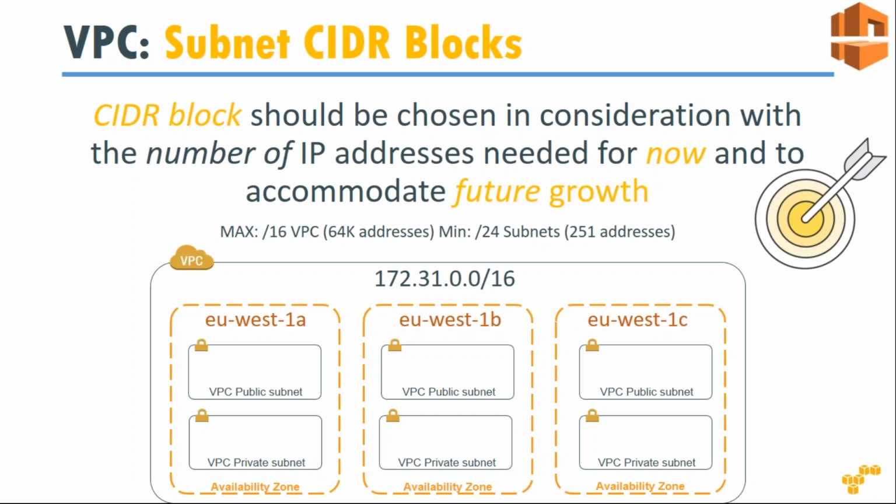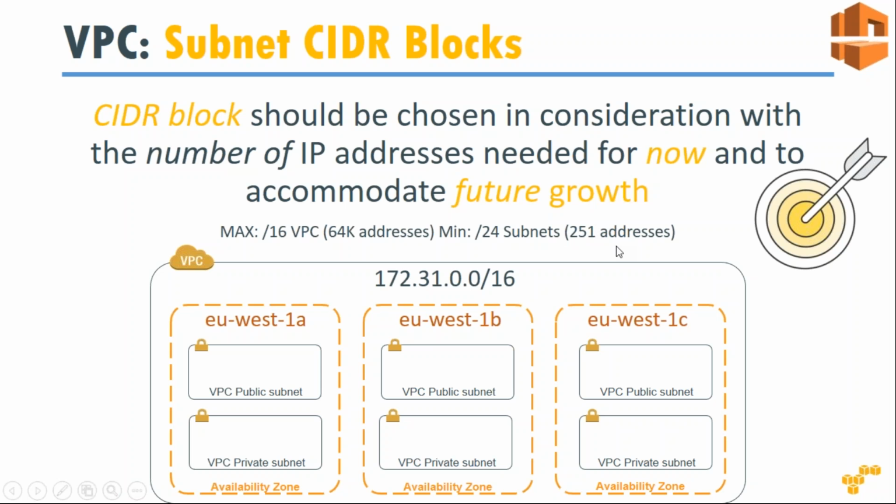And always keep in mind that out of this, let us say you are using a /24 CIDR, Amazon reserves 5 IP addresses for its own purposes. That is why you don't see 255 here. I'm sorry, 4 IP addresses. That is why you see 251 here.